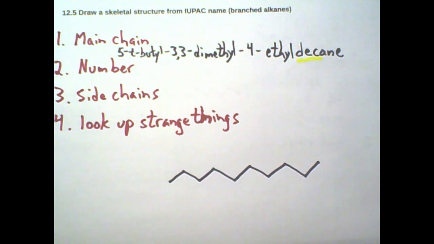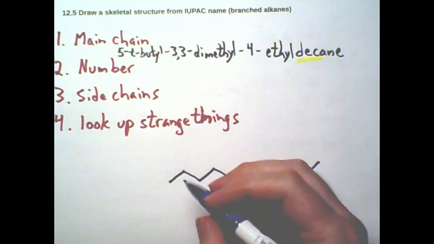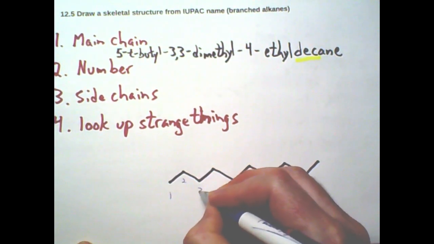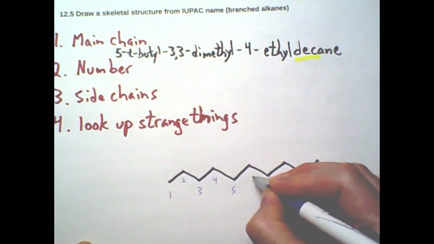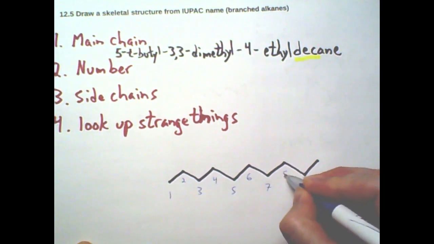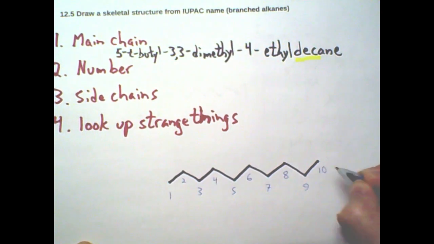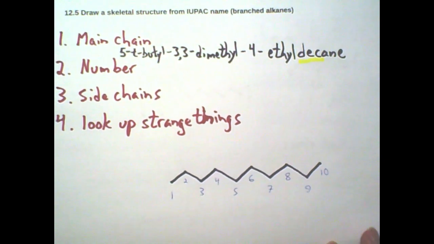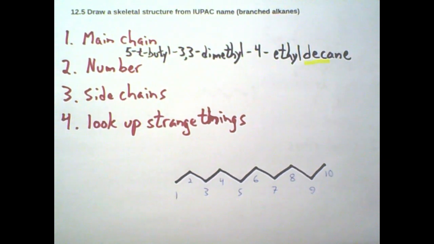My second step is numbering the chain. And I can start at either end. I'll just start at the left. 1, 2, 3, 4, 5, 6, 7, 8, 9, 10. There, I've made sure I have enough carbons. And I've numbered them. That's going to tell me where the side chains go.